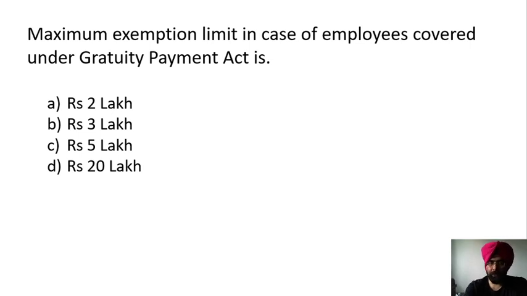Maximum exemption limit in case of employees covered under the Gratuity Payment Act is rupees 2 lakh, rupees 3 lakh, rupees 5 lakh, rupees 20 lakh. So I have taken a complete lecture on income under the head salaries, which is available on unacademy.com/plus website. You can refer to that course under my profile CS Satbir Singh.